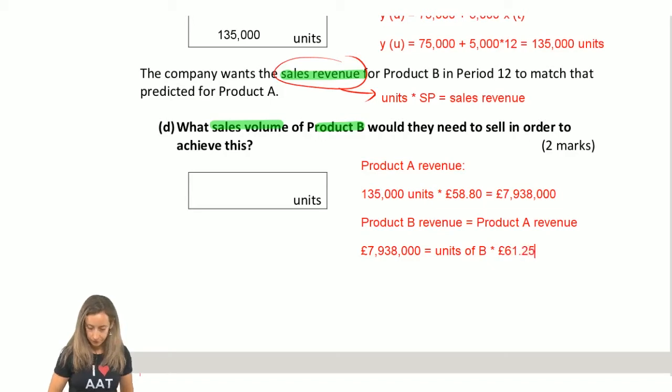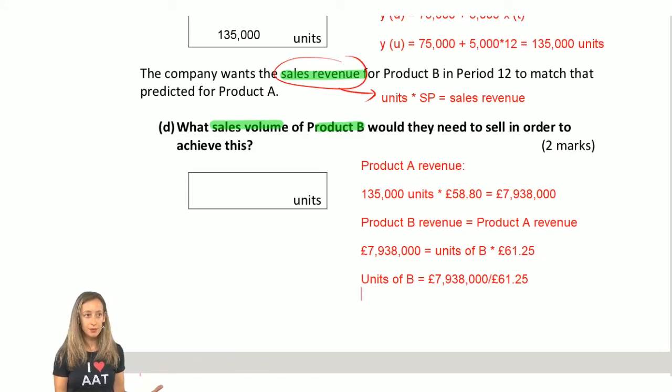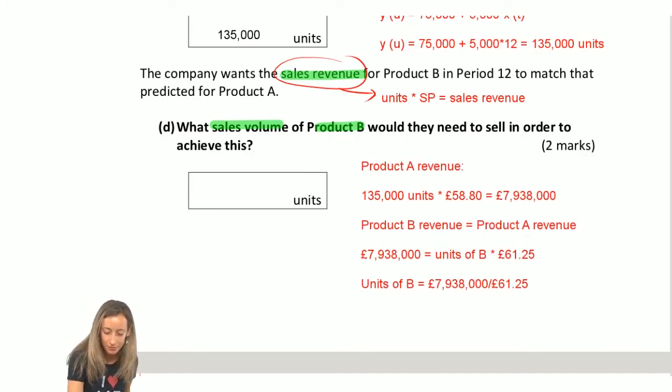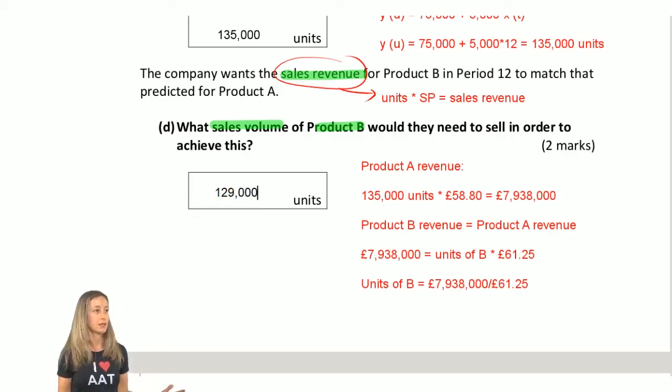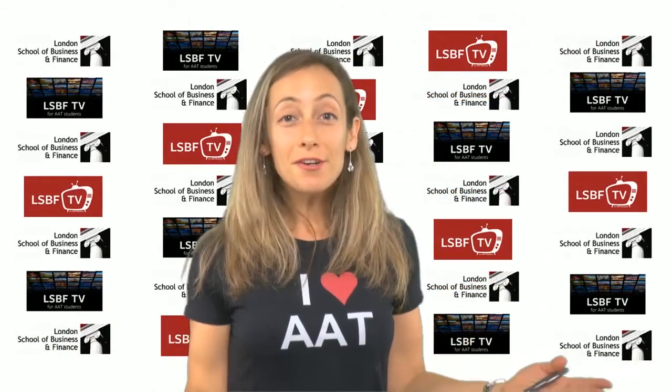And then of course from here, to find the units of B, we just have to divide the revenue, 7,938,000, by the selling price, and we're ready. So how much is that? Did anybody get the number of units already? Oh yes, you are correct. Well done. I'm pleased to hear that you managed to get the same as me, which is 129,000 units. Fantastic.